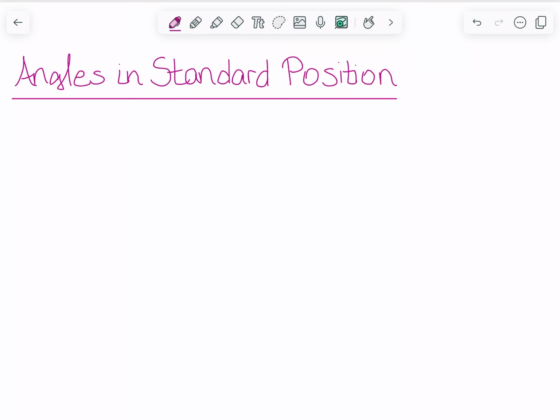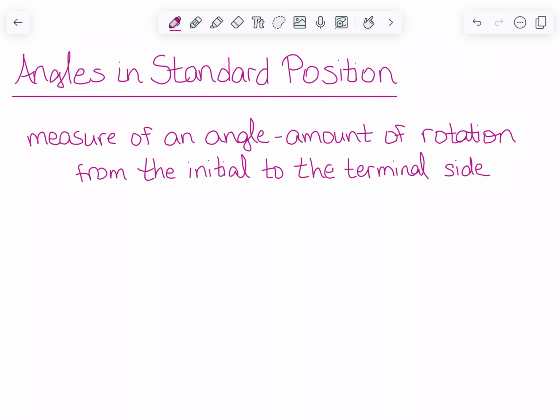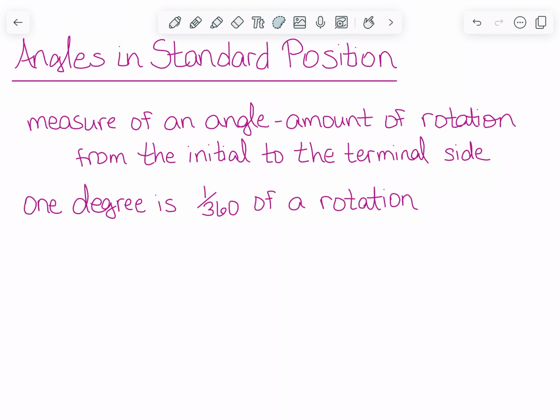When talking about an angle, one thing that's important is the measure of an angle. The measure of an angle is the amount of rotation from the initial side to the terminal side. One of the common ways to do this is a degree. 1 degree is 1 out of 360 of a rotation. This means a full circular rotation contains 360 degrees.